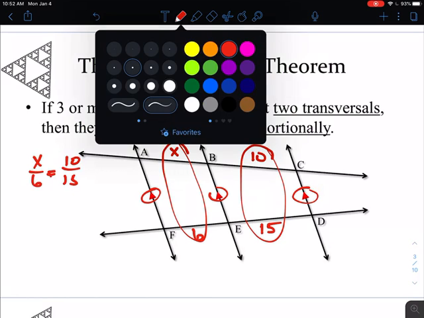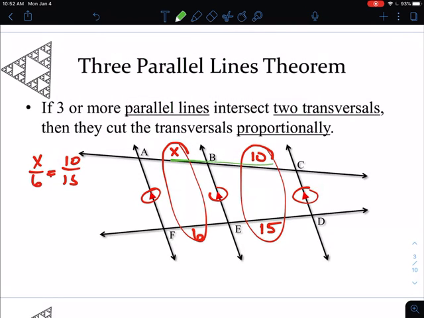Okay? Or, just like we did with the last one, we could do a left over right equals a left over right. So we could do an x over 10 is equal to a 6 over 15, and we could solve for the missing pieces. So the big thing here is, again, with 3 parallel lines, it's the same as with 2. Top over bottom equals top over bottom, or left over right equals left over right. And again, whichever direction made more sense to you, make sure you stick with that same exact direction every time.